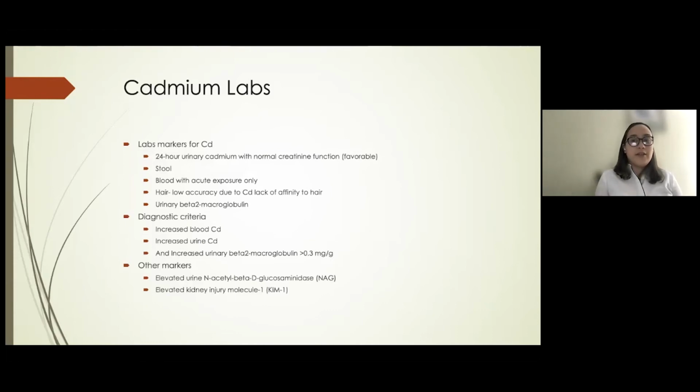These are per OSHA standards. For zinc smelters, for example, OSHA keeps track and follows up on these patients to make sure they're not being too exposed to cadmium. And if so, they get pulled out of work. There's a whole protocol you can look at on UpToDate on how they follow up with those individuals. There are other markers that might be elevated with cadmium toxicity, urine NAG and also elevated kidney injury molecule 1. These are most commonly used for research purposes only and not so much clinically, but I think you should be aware of them.